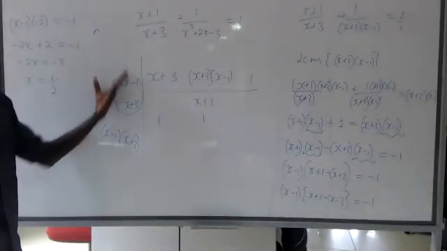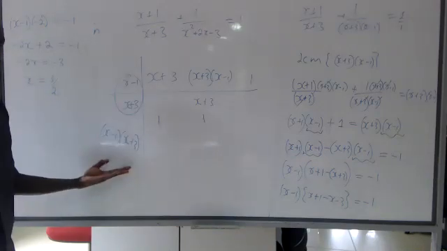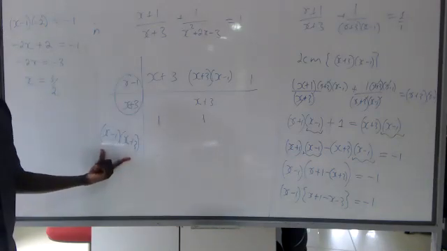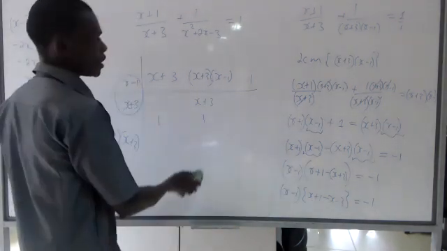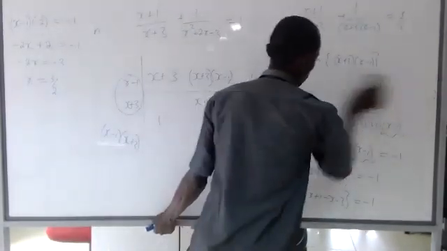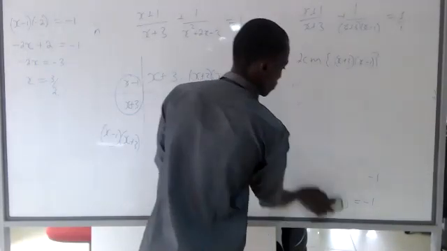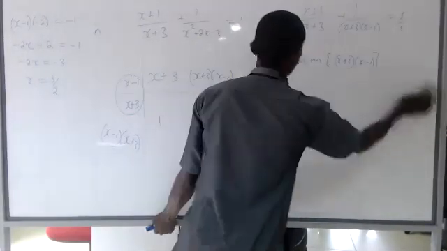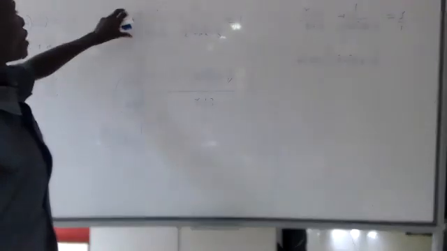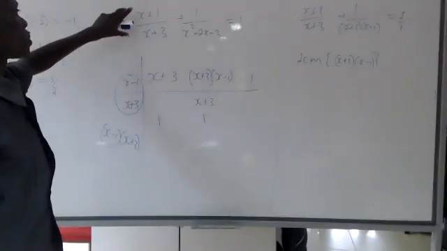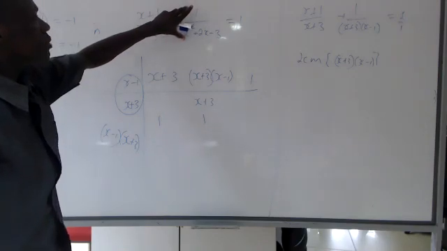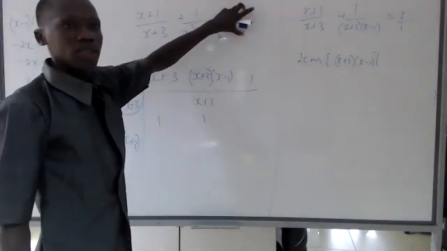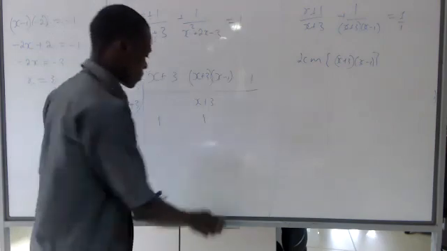Does this argument make sense to you? How to find the LCM? Yes. Okay. So after finding the LCM, the next step, which we did, is to multiply each and every term by this LCM. So take the first term, multiply by the LCM. Take the second term, multiply by the LCM. Take the third term, multiply by the LCM.